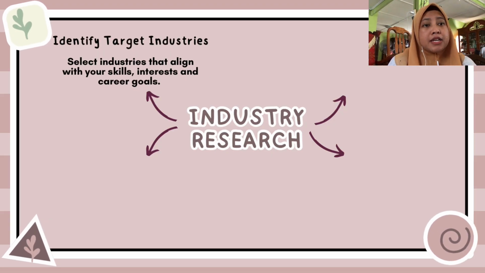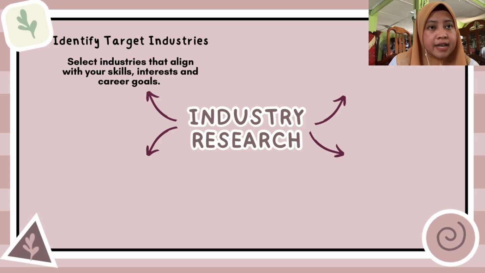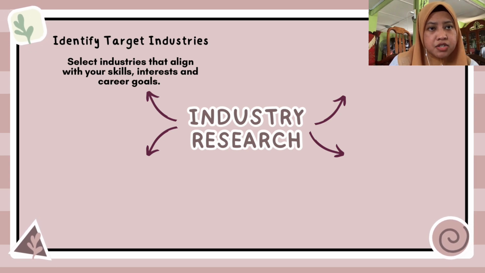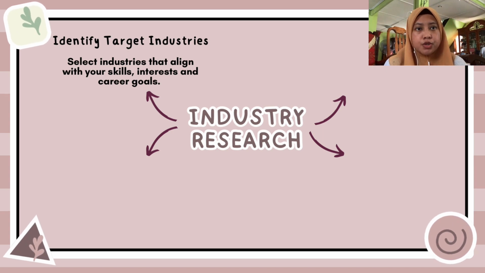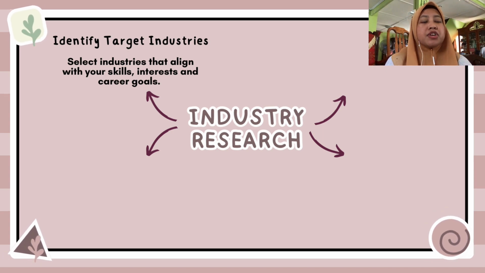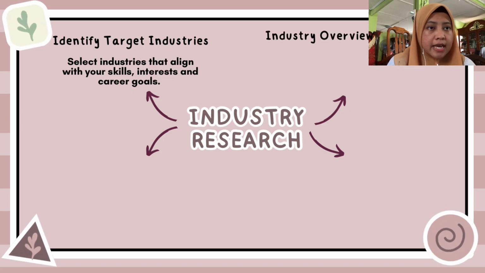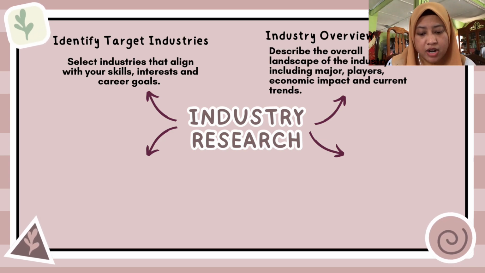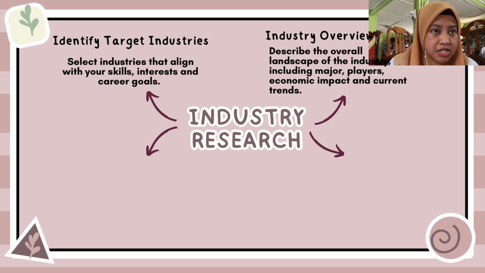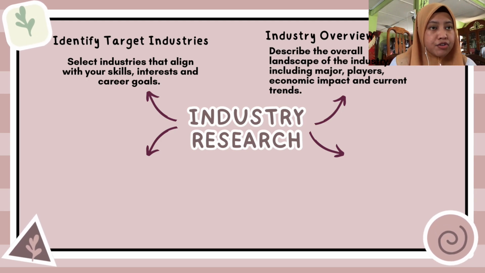So to do industry research, you need a few ways on how to do it. Firstly, you need to identify target industries. You need to select industries that align with your skills, interests, and career goals. Make sure you know what your skills are, what your interests are, and what your career goals are to do this. For the second one, which is industry overview, you need to describe the overall landscape of the industry, including major players, economic impact, and current trends.